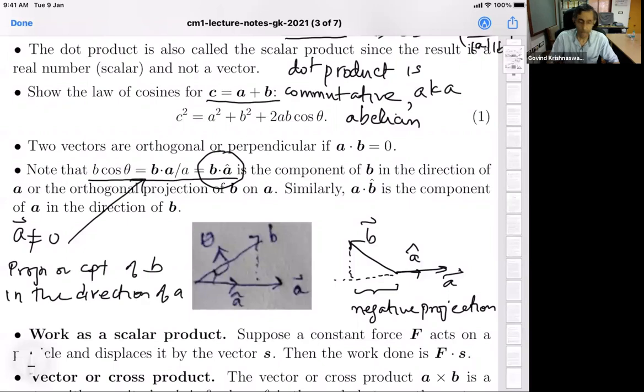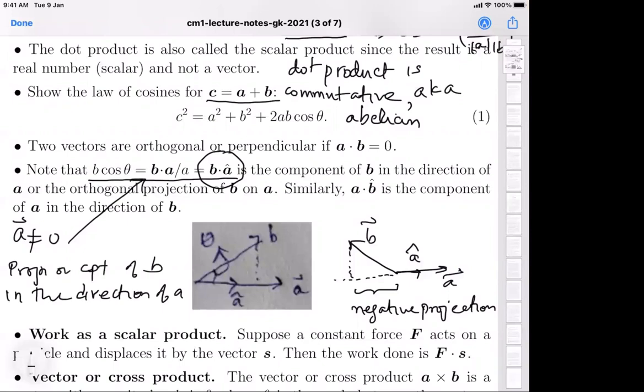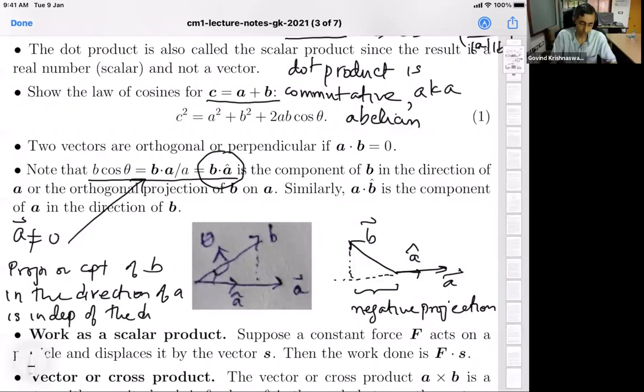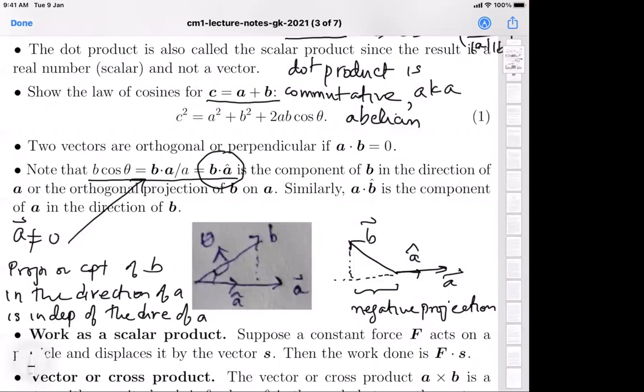Just a remark: the projection or component of B in the direction of A, does it depend on the length of A? Please tell me. No, sir. Correct, it should not. It is independent of the length of A.